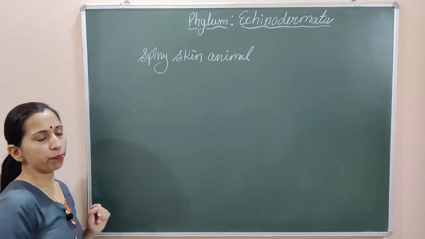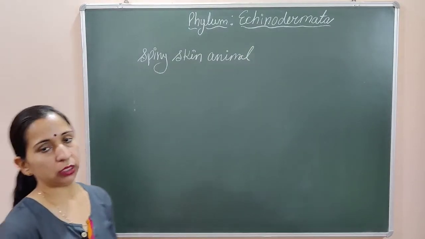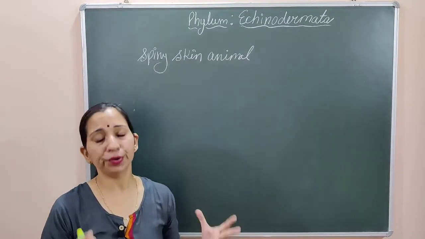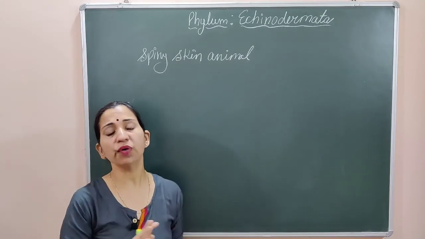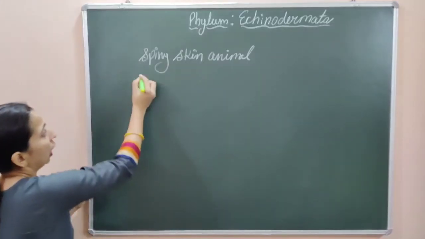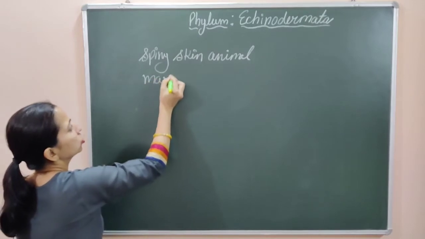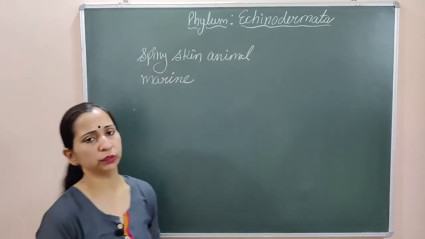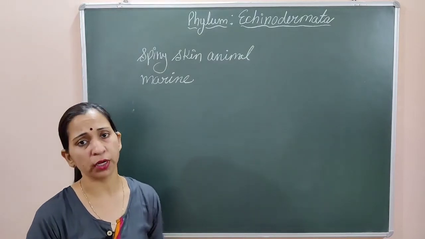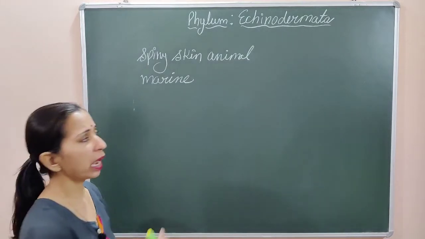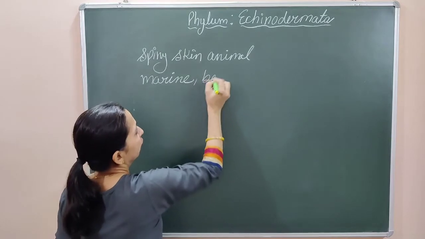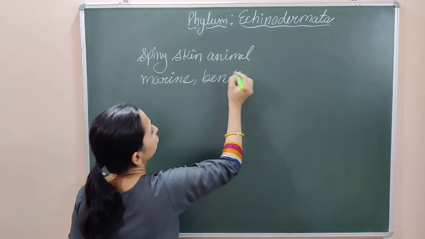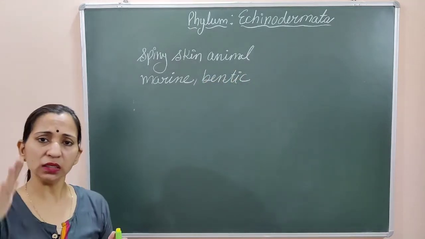This is about their name. Now about their habitat. अगर हम बात करें, these are marine. The animals found in this phylum are marine animals, and we can say that they are exclusively marine because all the echinoderms are found in the sea water. So they are exclusively marine and benthic organisms. Benthic means which are found on the sea floor.